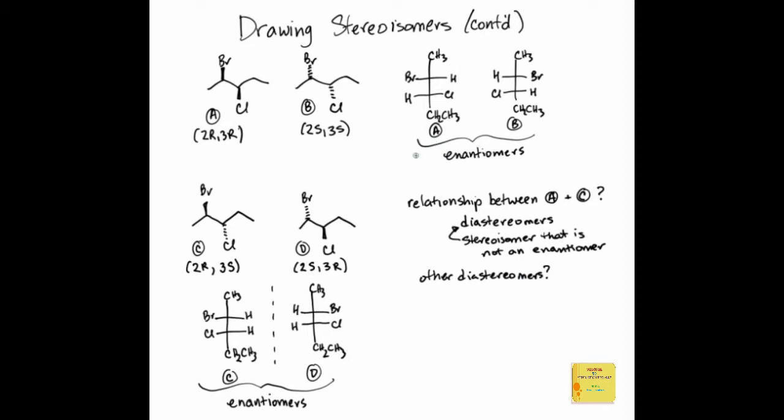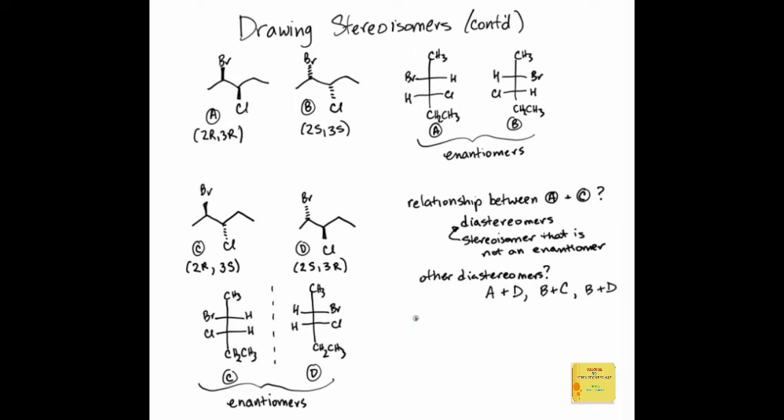Well, A and C are diastereomers, but A and D are also diastereomers. And the relationship of B to either C or D would also be diastereomers. So A and D, or B and C, or B and D. So any other combination other than the enantiomers we describe as diastereomers.